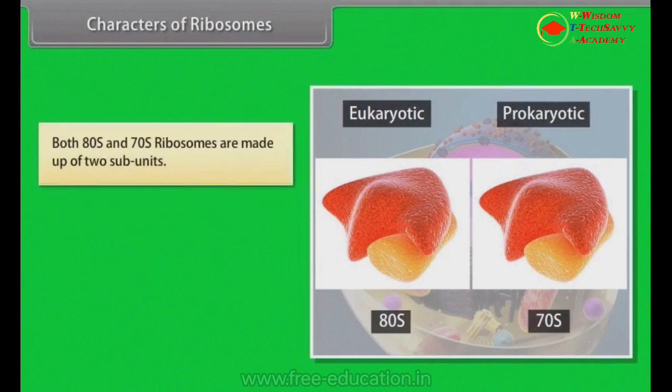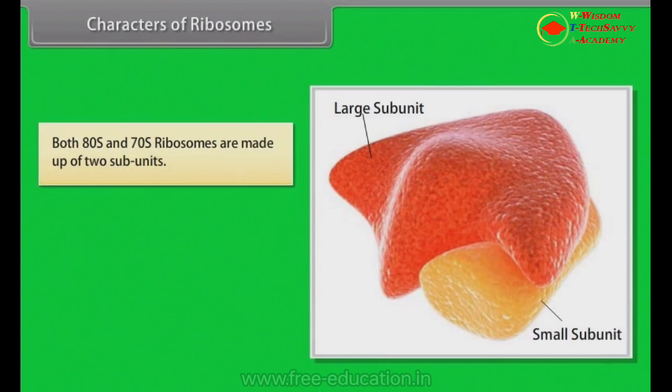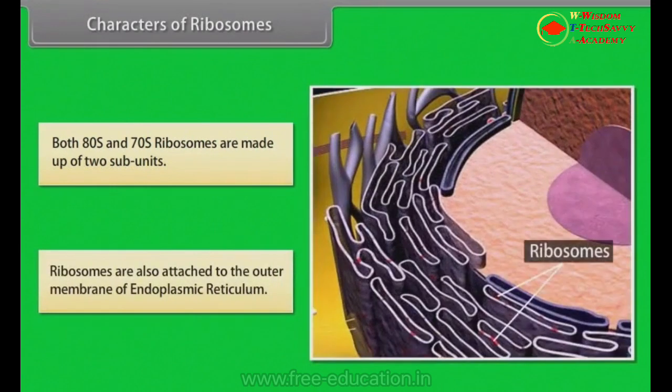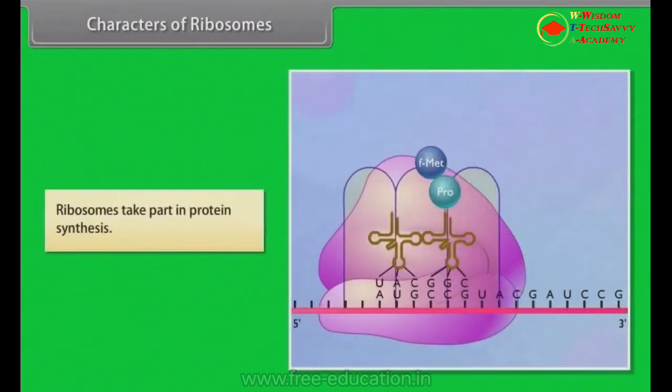Both 80S and 70S ribosomes are made up of two subunits. Ribosomes are also attached to the outer membrane of the endoplasmic reticulum. Ribosomes take part in protein synthesis.